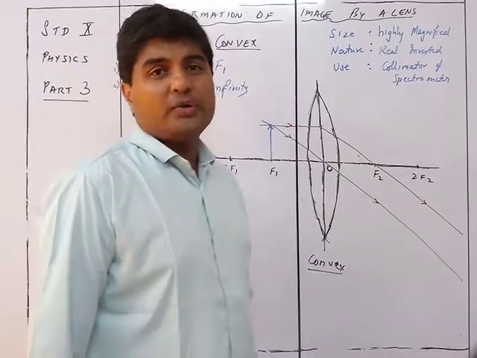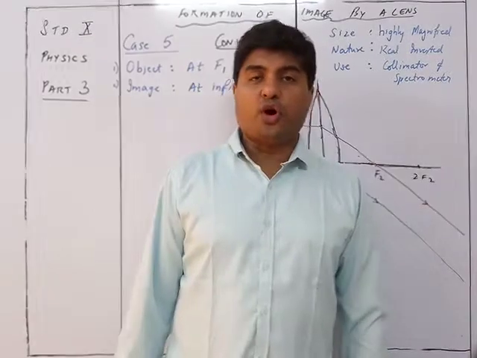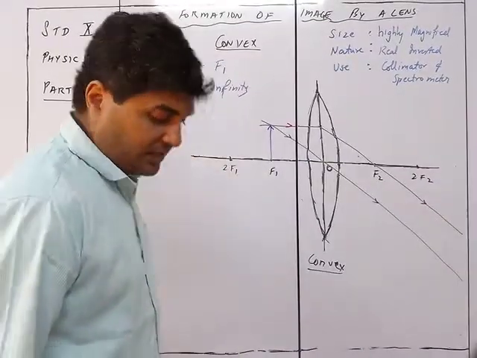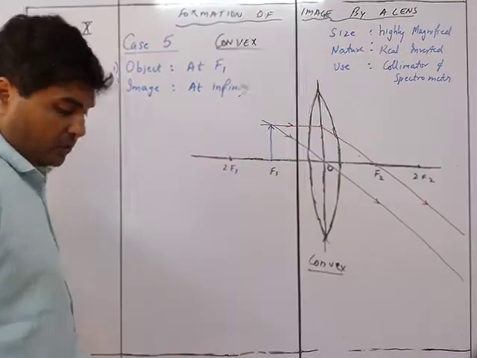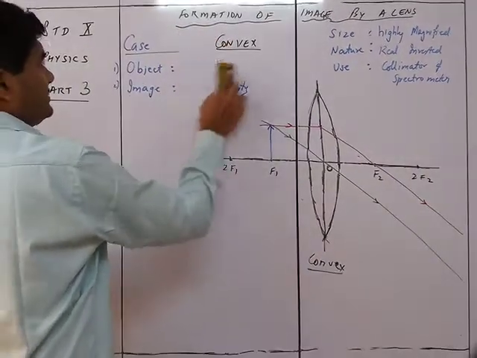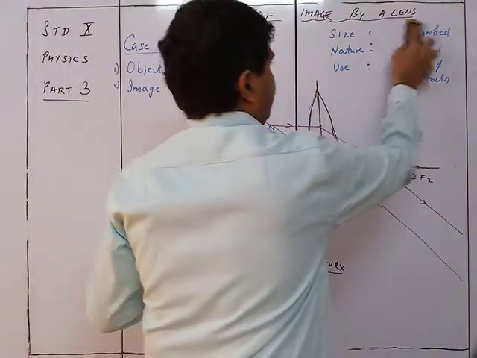We now move on to the last one of convex lenses. So the last case in convex lens will be the one. So first of all, let me write down that thing. So let me erase this part.